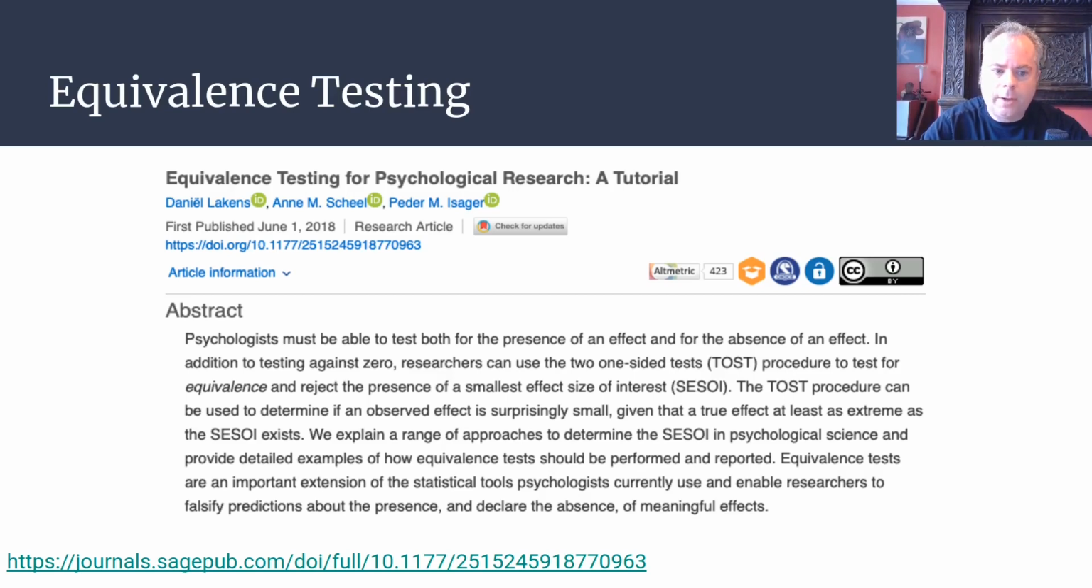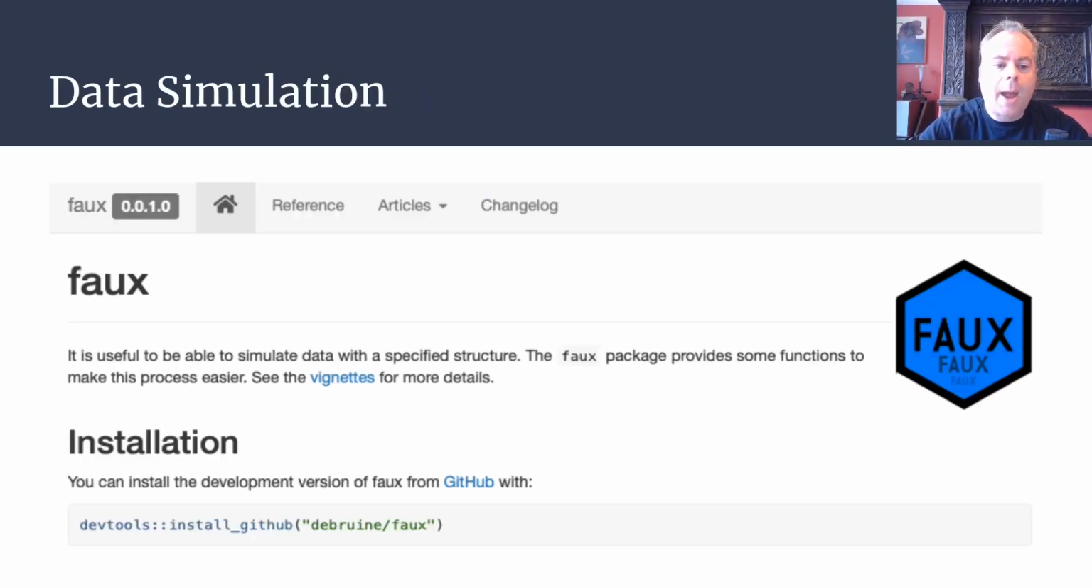I recommend you have a look at this great article by Lakens and colleagues, which talks about a procedure that you can apply to your data to determine whether or not your experimental conditions are truly equivalent to each other. I'm a big fan of data simulation. There are packages out there that allow you to do power calculations, but they can be quite tricky for anything other than the most basic experimental design.